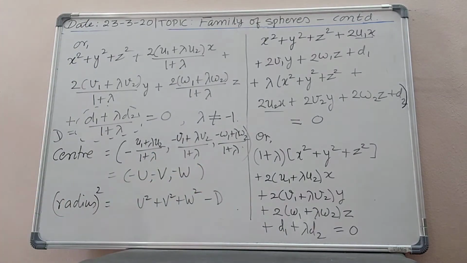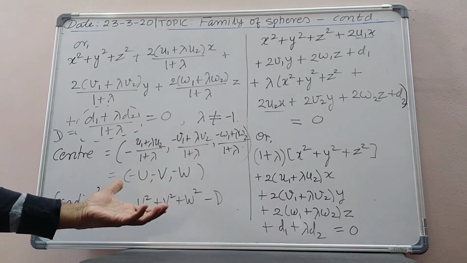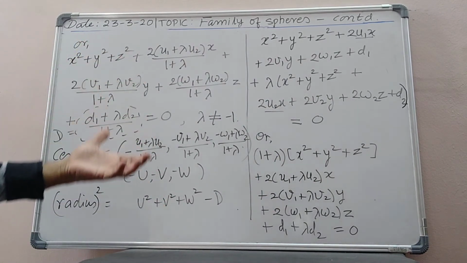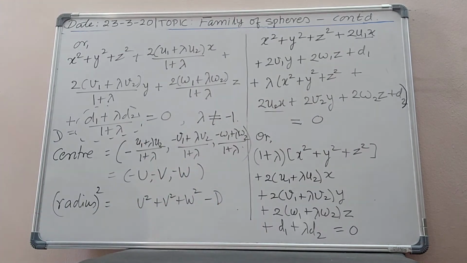Now we have a certain problem over here. Out of this family, for those lambdas which don't give this to be a quantity greater than or equal to 0, we may not get a sphere, because the radius is a real quantity and its square will always be greater than or equal to 0. It cannot be a negative number.